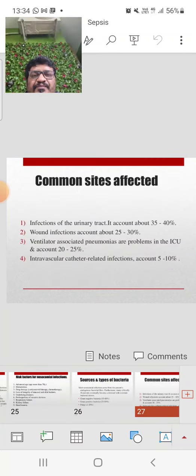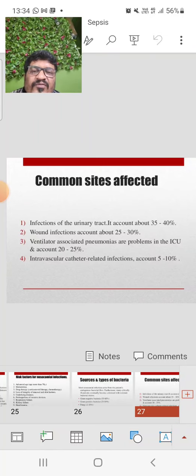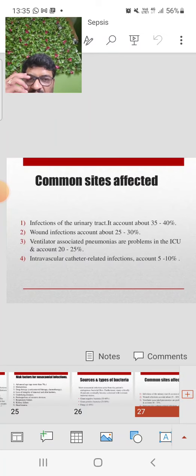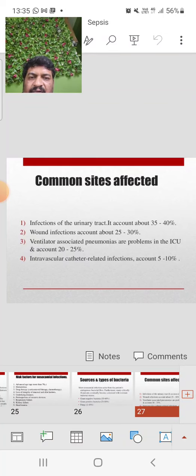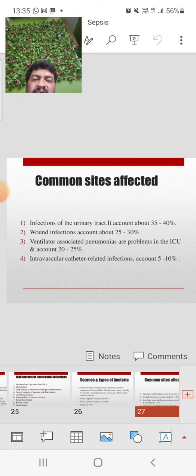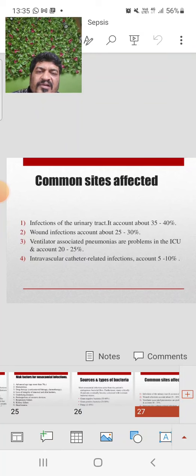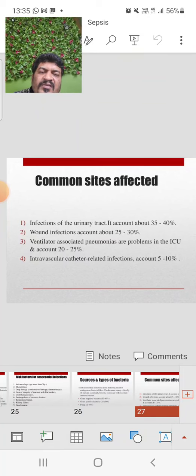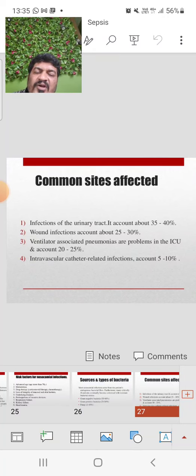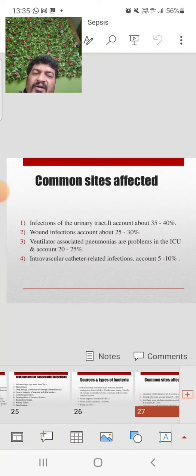What are the common sites of infection? Infection of the urinary tract accounts for about 35 to 40%. Wound infections account for about 25 to 30%. Ventilator-associated pneumonia is a problem in the ICU and accounts for 20 to 25% of cases. We are already treating such patients in our clinical setup. You should come and see the ICU patients in which ventilator-associated pneumonia is the problem, 20 to 25%. Intravascular catheter-related infections account for 5 to 10%.